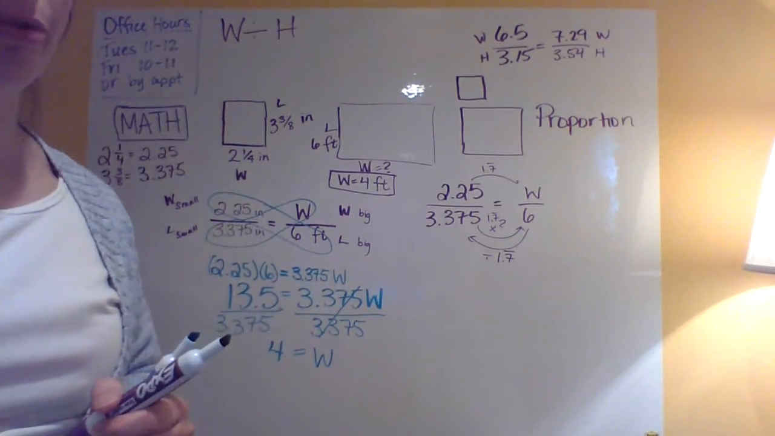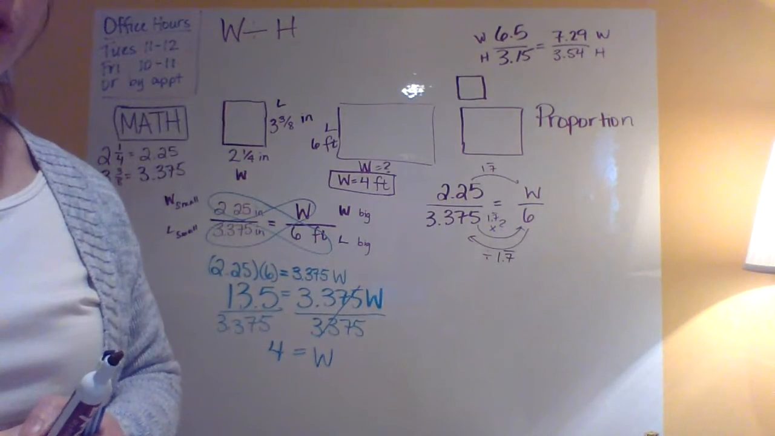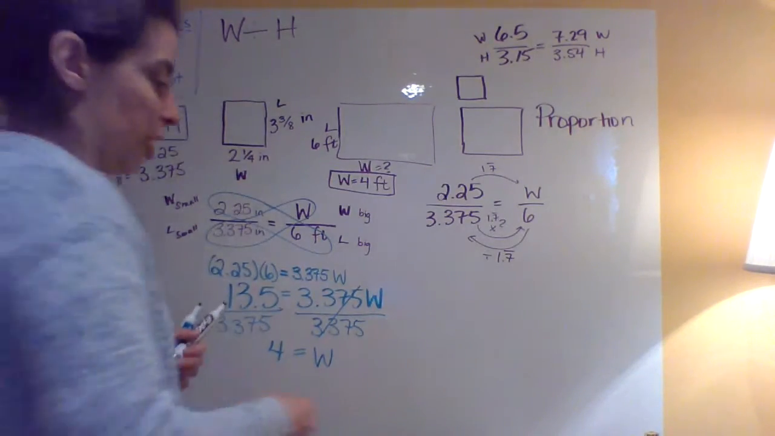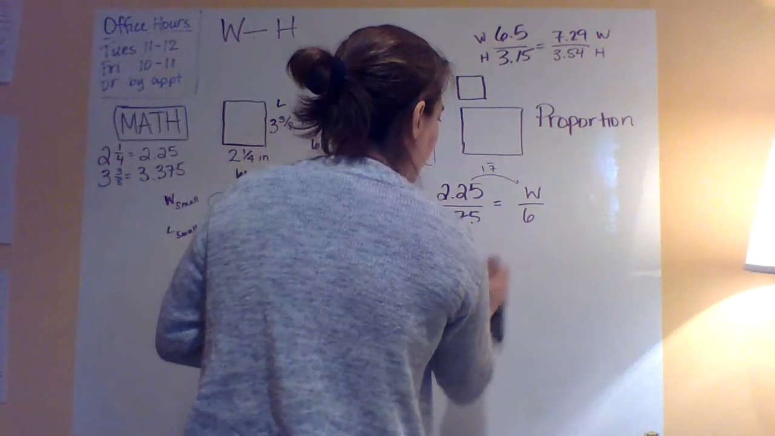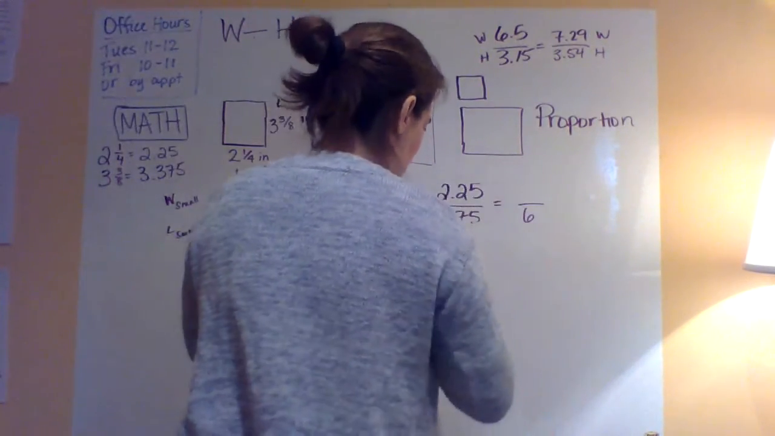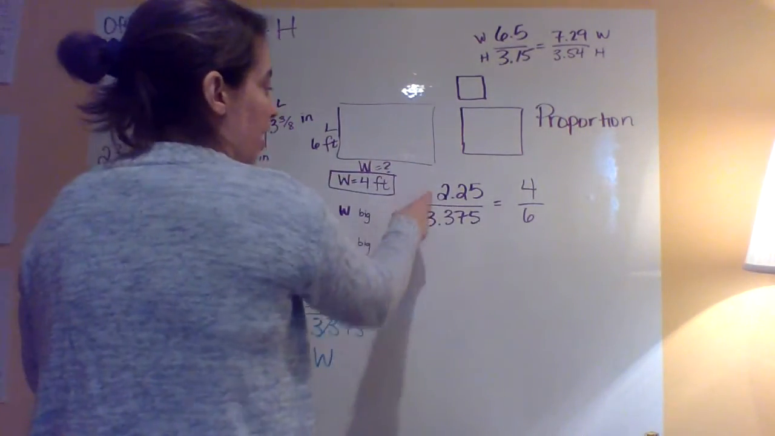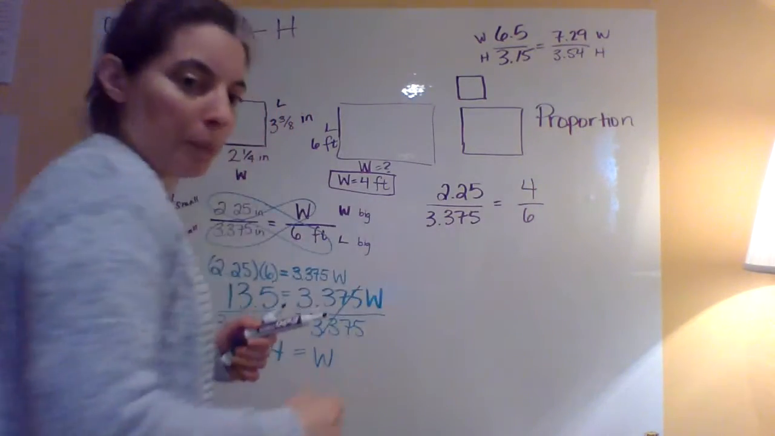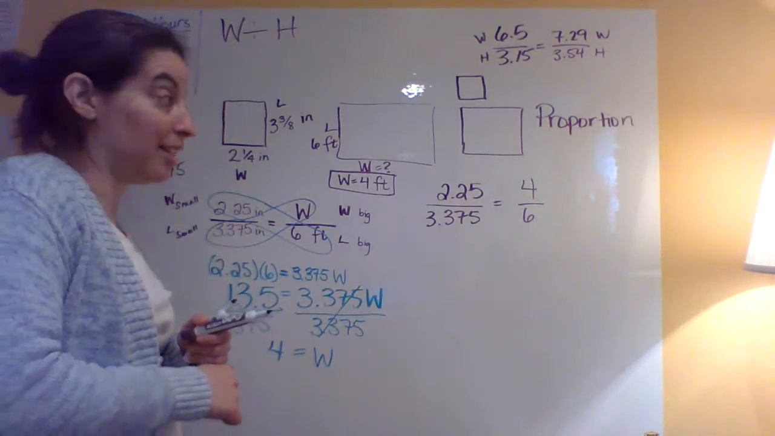Okay, let's look at number 3. In question 2, you could have used the following proportion to represent the relationship between the original and the enlarged objects. So they do have the same proportion that we had. Let me just write it here. And they already plugged in the 4 for the W, right? So 2.25 over 3.375 equals 4 over 6. And the question is, could this proportion be written in other ways? And the answer is yes.